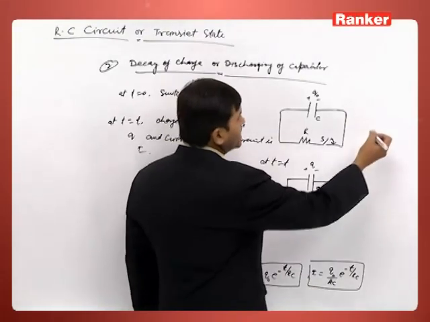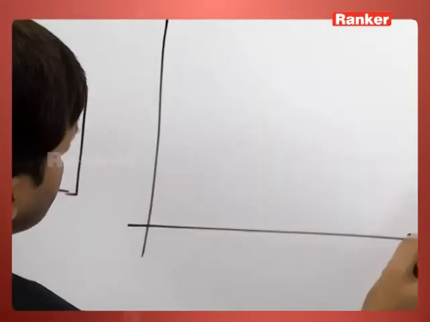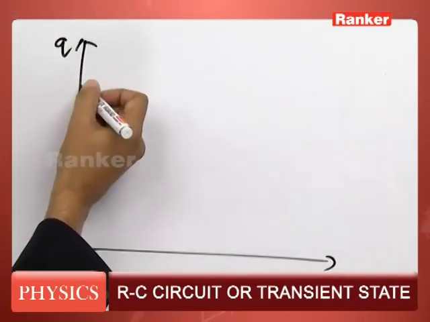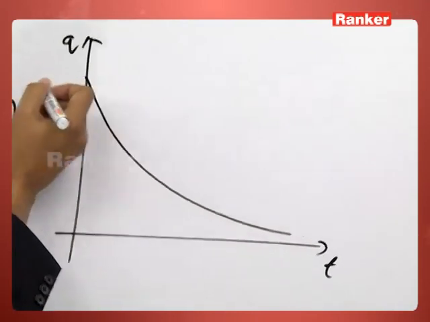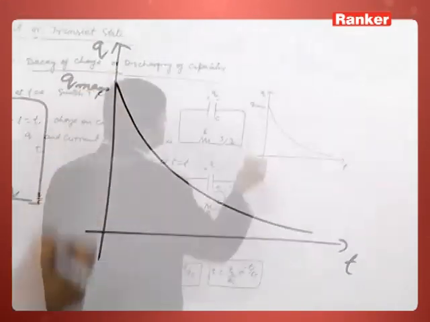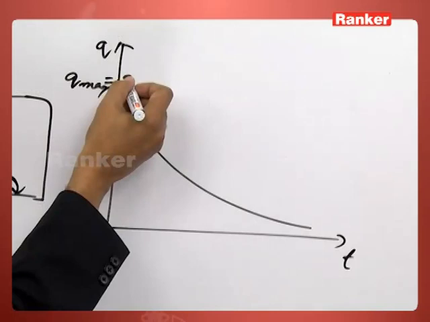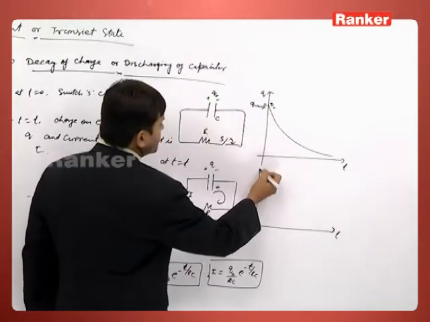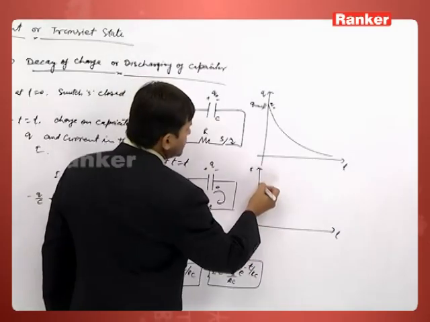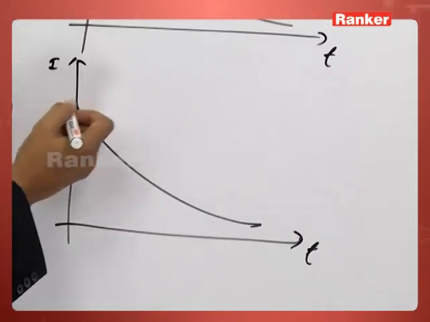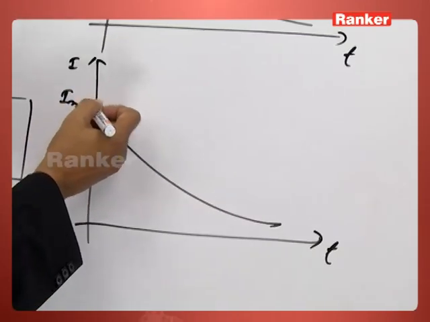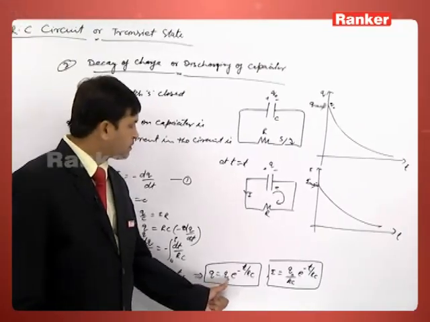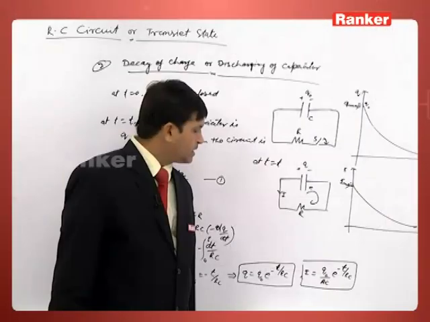If we make a graph of how the charge on a capacitor is decreasing, we get a graph like this. Here the charge is maximum in the starting, which is our Q0. Similarly, the graph for current versus time is also in a similar manner. Initially the current is maximum.